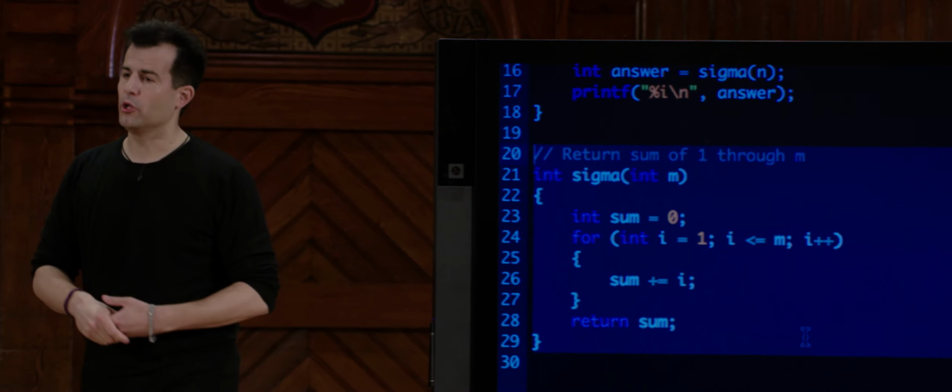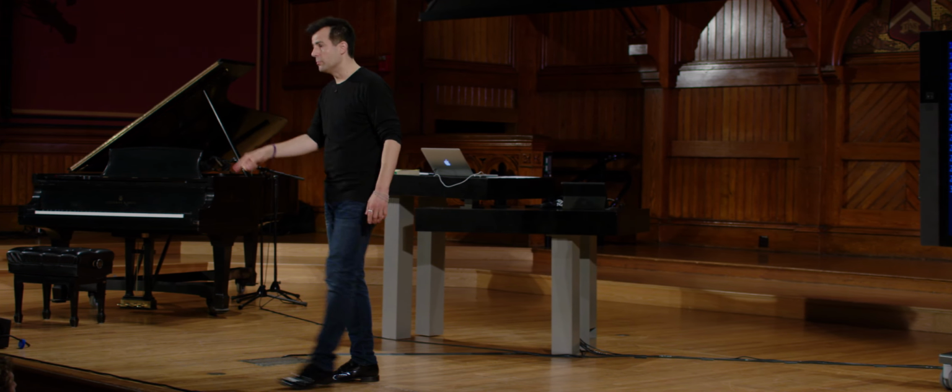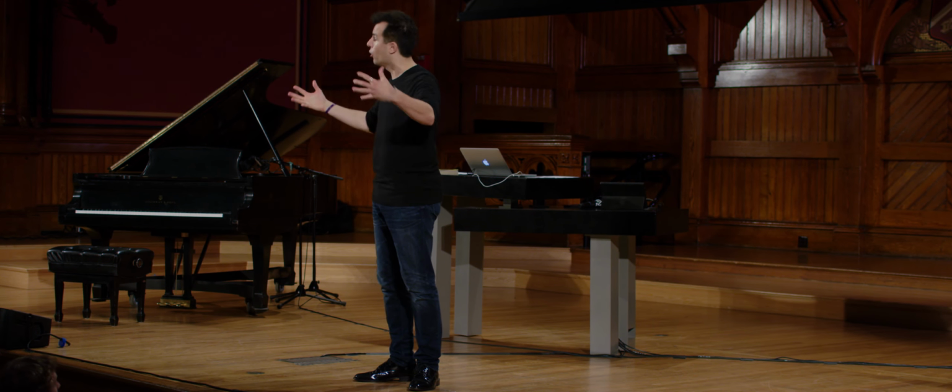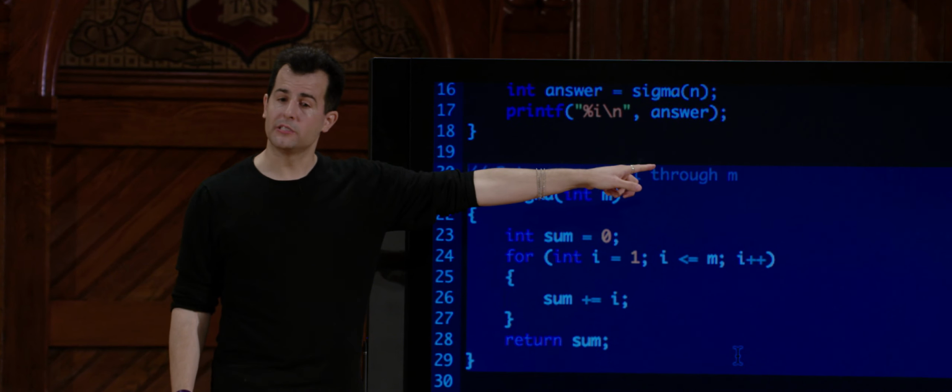And so this is an example of an abstraction. I now have a function called sigma. Just like in math, you might have the big capital sigma symbol that just says add all these numbers together. I have a C function that does that. And so now higher up in my code, I can call that function and then print out the answer.